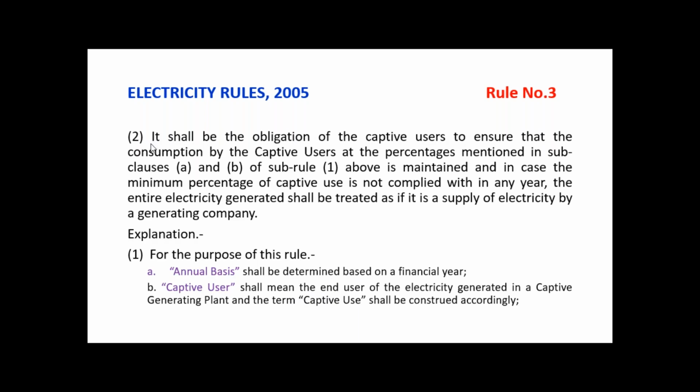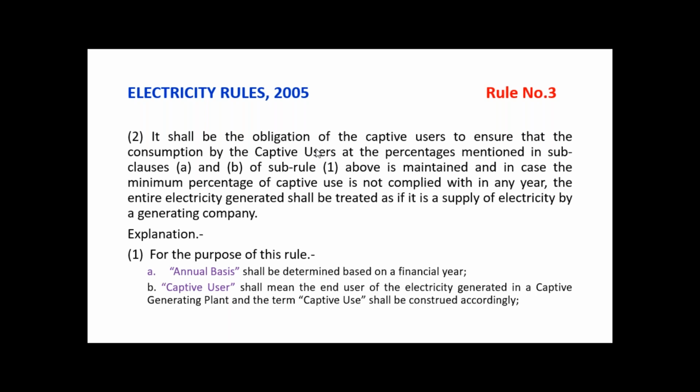Then the second point is that it should be the obligation of the captive users to ensure that the consumption by the captive users is at the percentage mentioned in clauses A and B, that is nothing but the 51% of the power should be used by the captive users only.